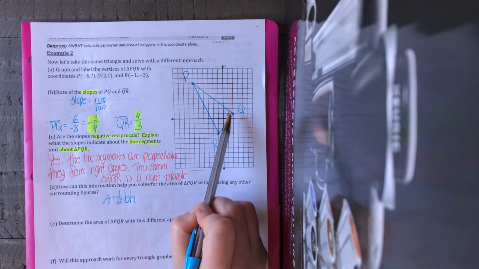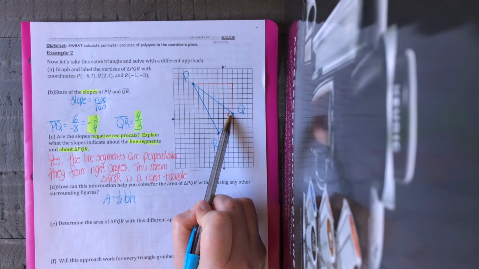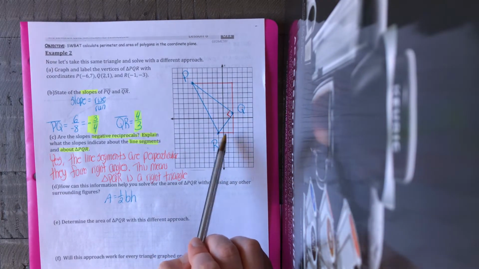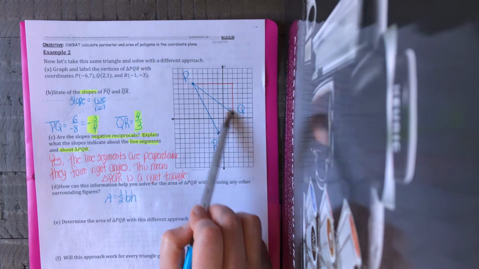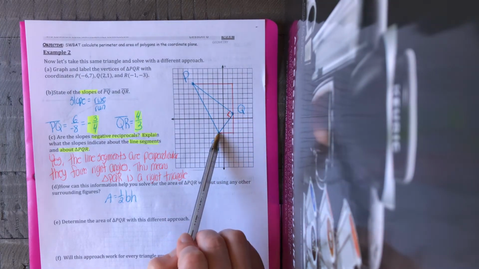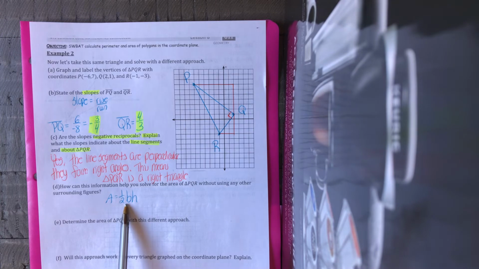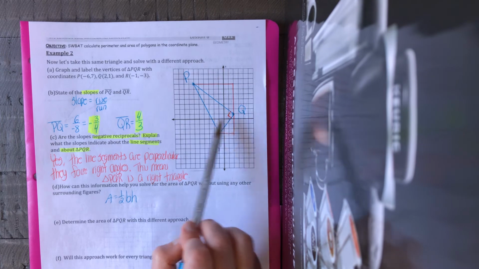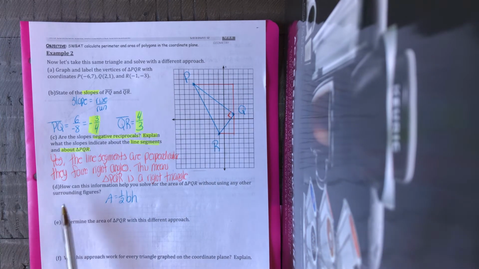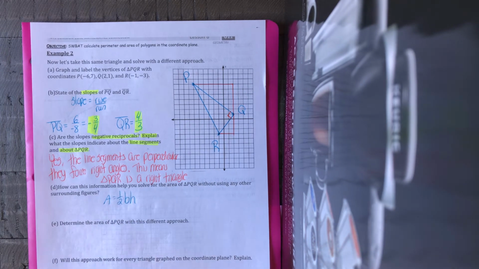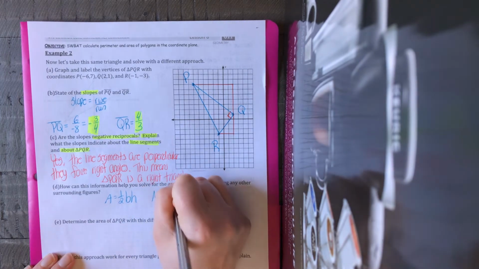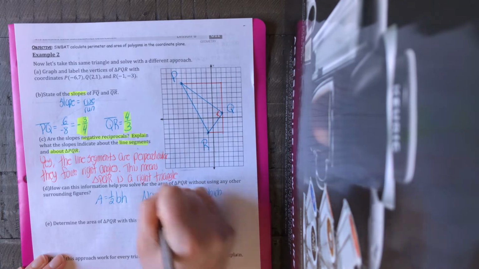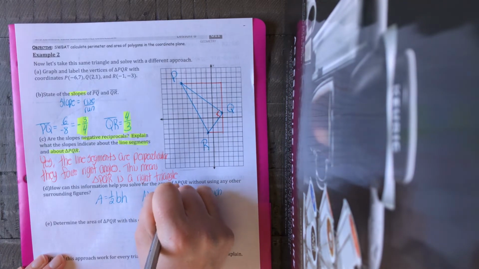Absolutely, because I know that if this is where my 90-degree angle is, I know that heights and bases are perpendicular. So I know I just have to find the length of PQ and then the length of QR to find the area, and I'm done. Versus in example 1, we had to find the length of all 3 and then do a ton of extra work. All right, so how can this information help you? Well, now we know which segments are the height and the base.